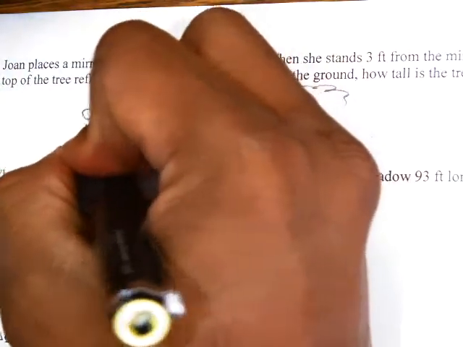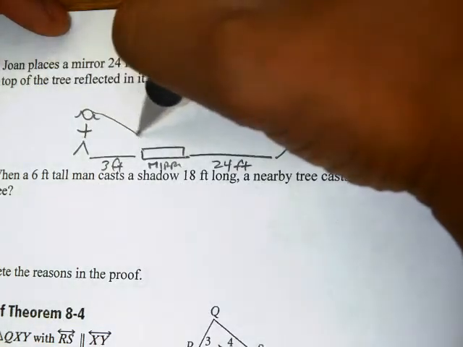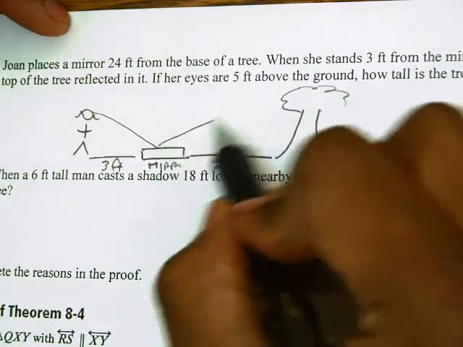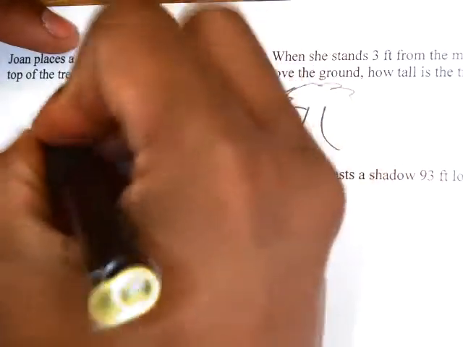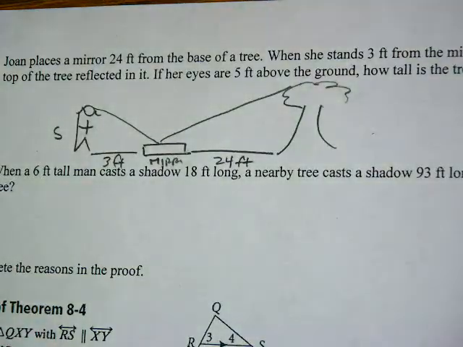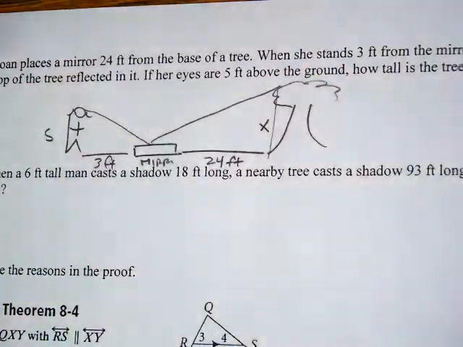And she can look up and see to the top of the tree. Her eyes are 5 feet above the ground. And we need to find how tall the tree is, x.